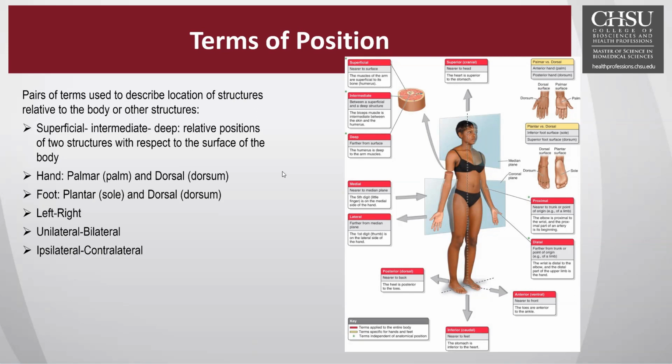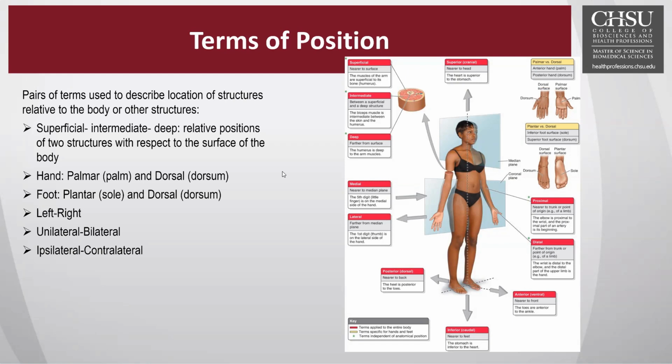Okay. Then we have, in terms of the hand specifically, palmar and dorsal. Palmar is the palm surface, the inner surface. Dorsum or dorsal is the back of the hand. For the foot, it would be plantar and dorsal. Plantar would be the sole or the underside of the foot, and then dorsum would be the back of the foot. Left and right, this one is pretty intuitive, right? Left of the patient or structure. So remember, this is not your left and right, it's the patient or structure left and right.